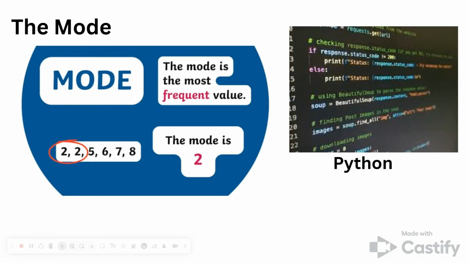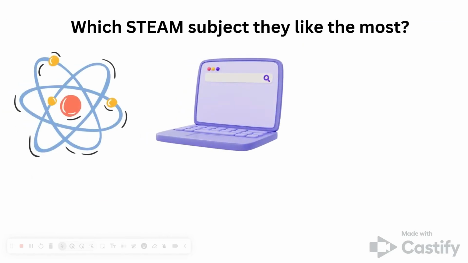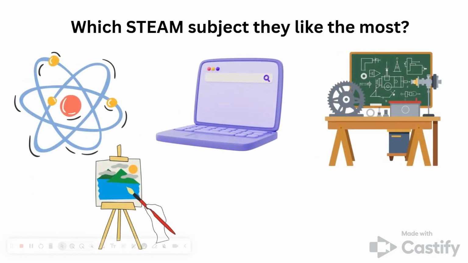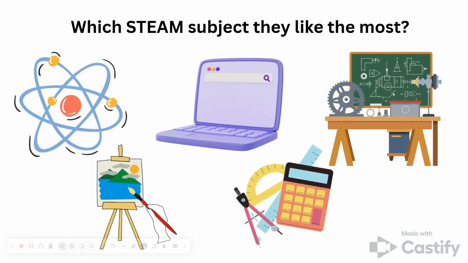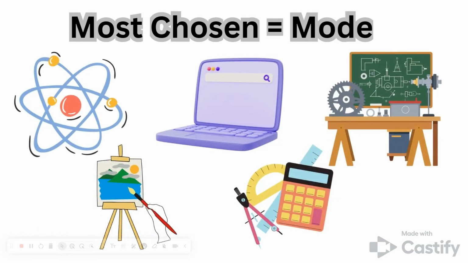Now let's imagine a real classroom situation. Students are asked which STEM subjects they like the most: science, technology, engineering, art, or math. After counting the responses, the subject chosen by most students becomes the mode. This helps teachers plan engaging lesson plans based on student interest.